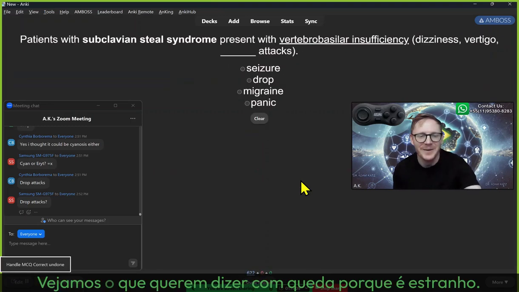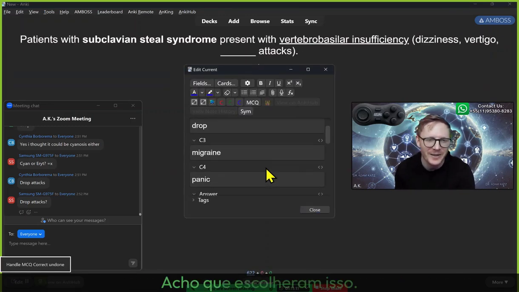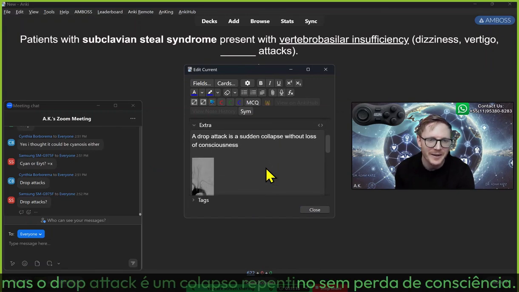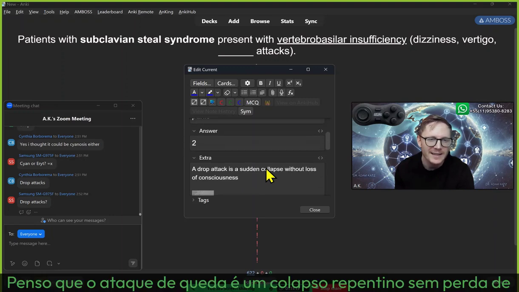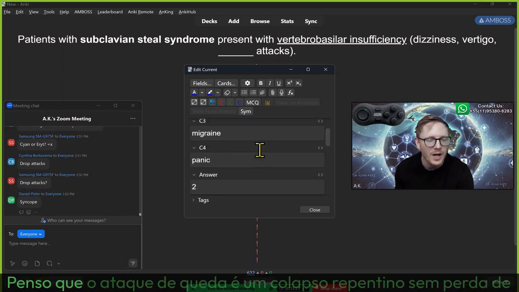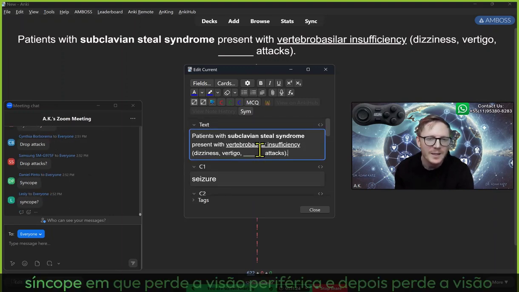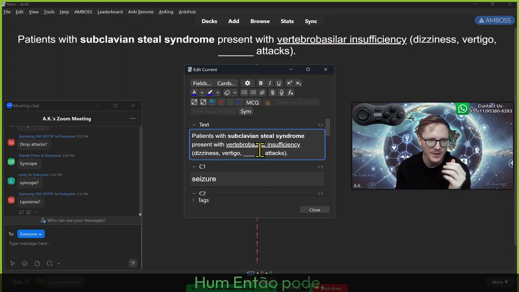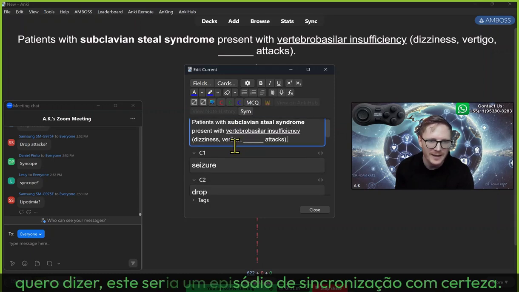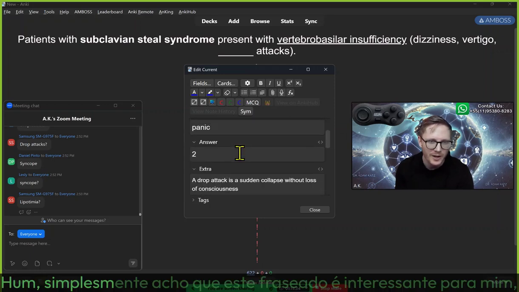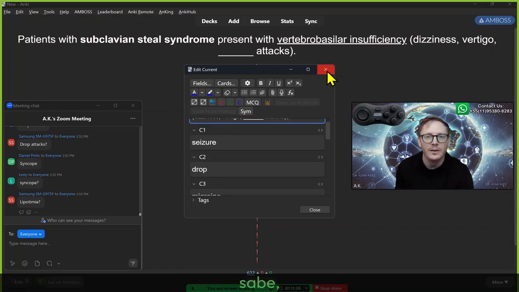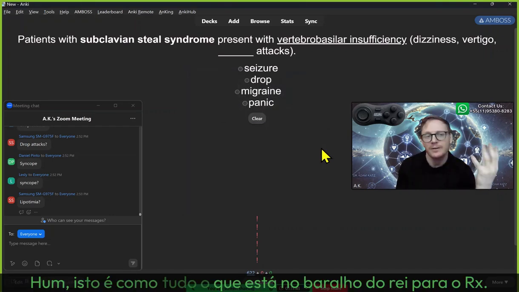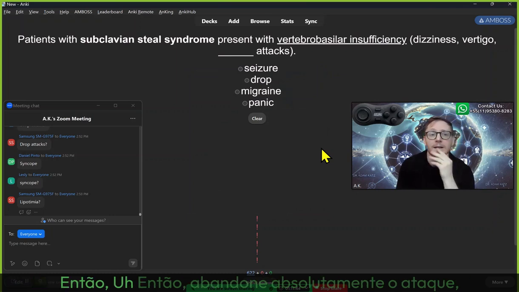So let's look at what they mean by drop, because it's weird English. I think that phrasing is a little bit strange in English, but a drop attack is a sudden collapse without loss of consciousness. Syncope is where you lose your peripheral vision and then you lose your central vision. So you can definitely have, yeah, this would be a syncopal episode for sure. That phrasing is interesting to me. Drop attack. So I'm learning here. This is everything that's on the Anking deck for Rx.